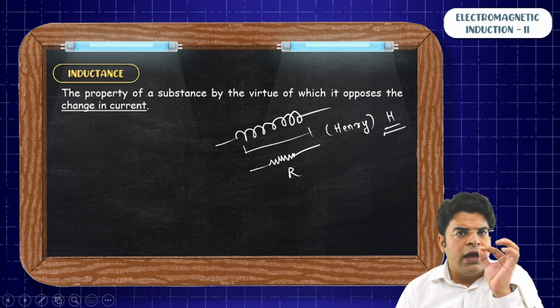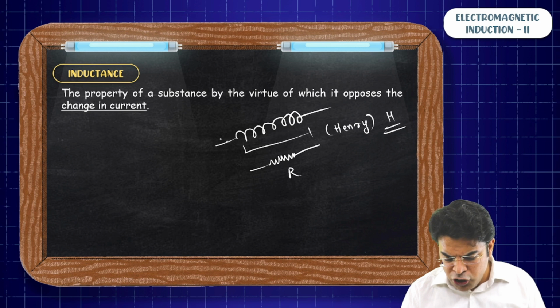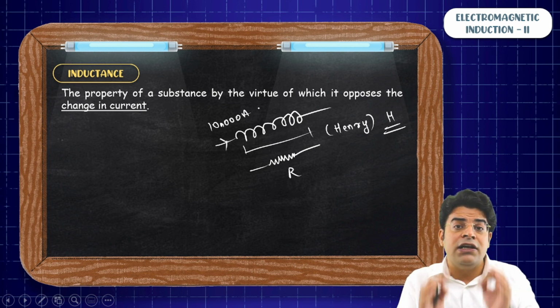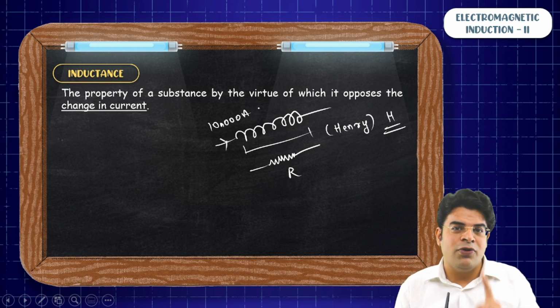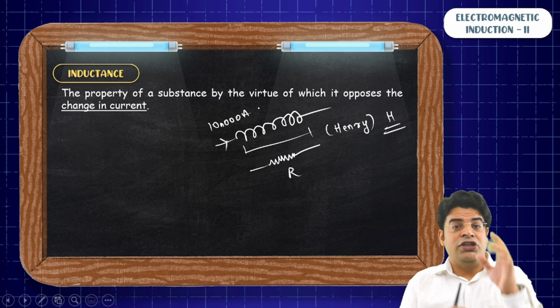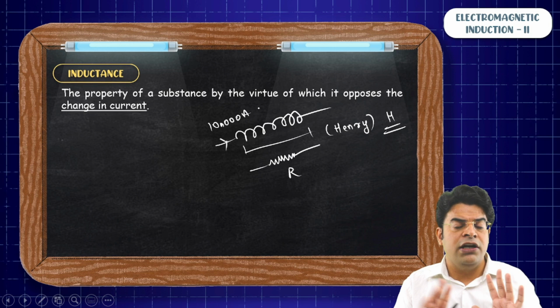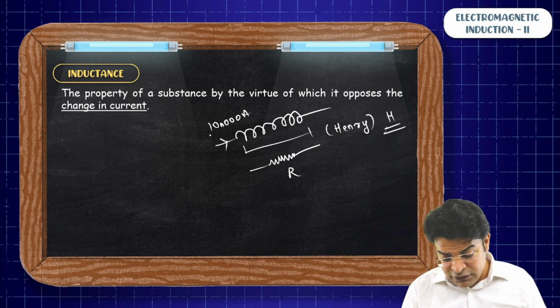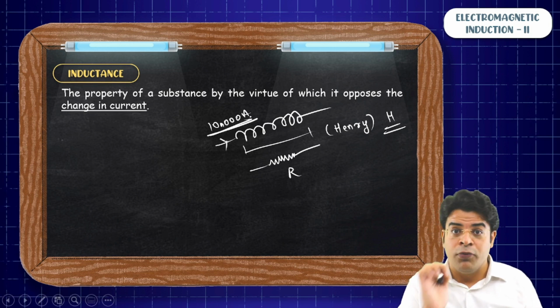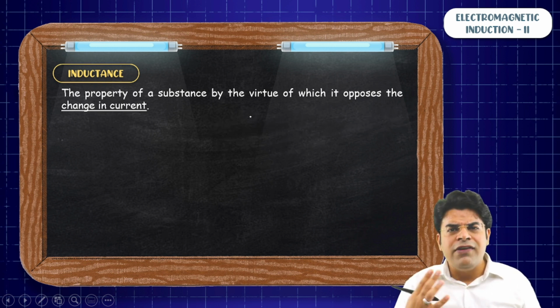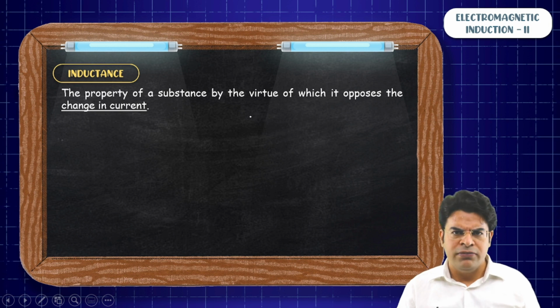Now let's say you have an inductor and a huge current of 10,000 ampere flows through it. The inductor has no problem with how much current is flowing through it. The inductor has a problem with this current changing. If the current of 10,000 ampere is flowing and it is constant, the inductor has no problem with it. But if this current tries to change, it has a problem with it. It tries to oppose the change in current. But why will anything try to oppose the change in current? Let's understand it.